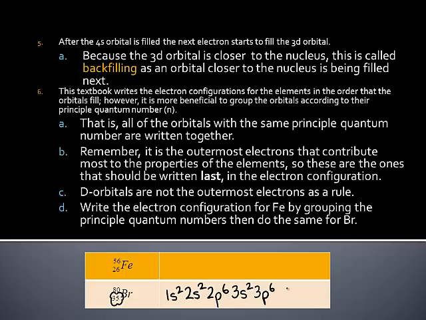I'm going to leave myself some space for my 3d in case I need to use it and fill my 4s, which is 2. That gives me 20. Now I go back and I do in fact need to use my 3d, which can hold 10, giving me 30. And now I move on to the 4p. It can hold a maximum of 6, and I'm going to place 5 there.